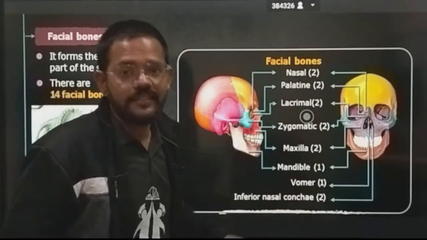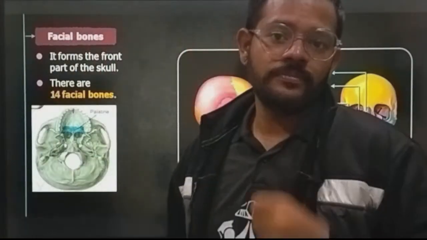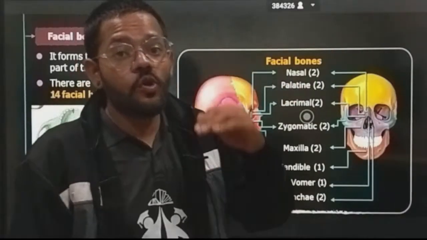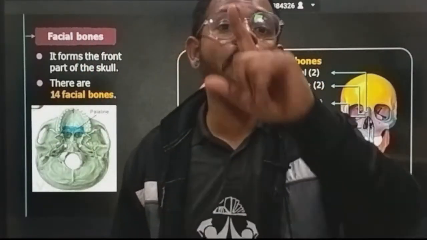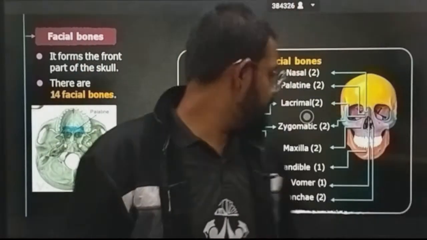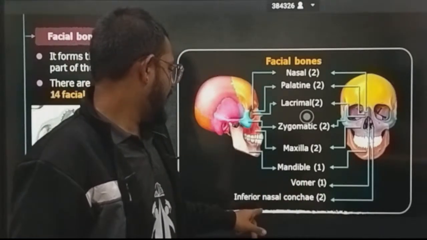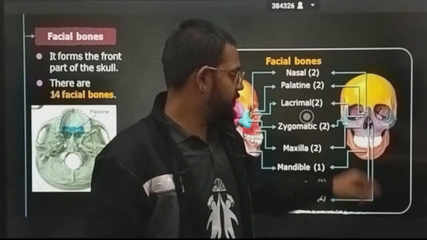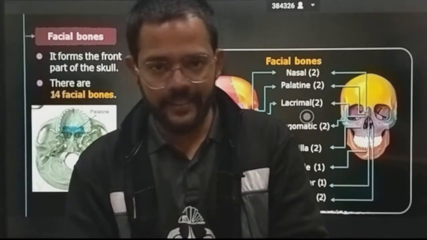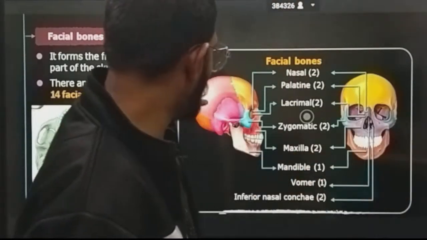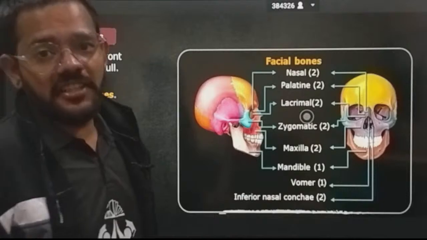Next is the maxilla, which forms your upper jaw, and the mandible, the lower jaw; the strongest bone of your skull is the mandible. Next is the vomer, which is single. And the inferior nasal concha is present inside your nasal septum. So these are all your 14 facial bones.